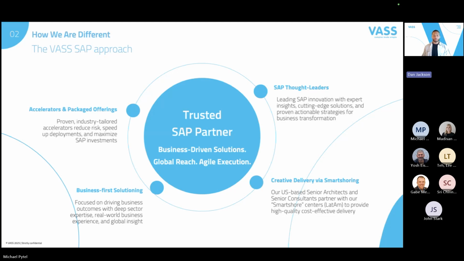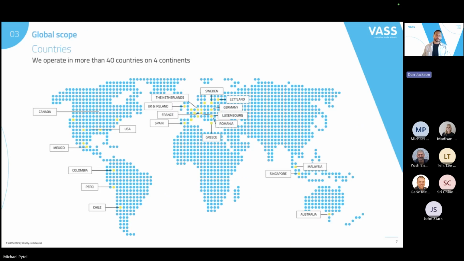From a portfolio perspective, we work within ERP, both Grow, Rise, public and private cloud, as well as ECC. And we have a robust BTP practice that AI and analytics are a part of as well. We also do a great amount of work in the CX space to help complement the business suite. We're also a global organization with over 5,000 consultants across 40 countries and 4 continents.